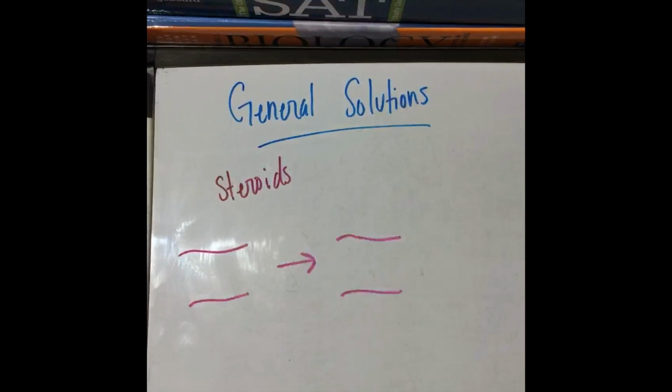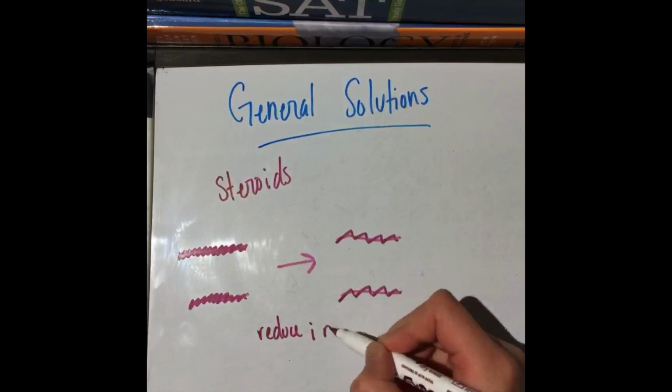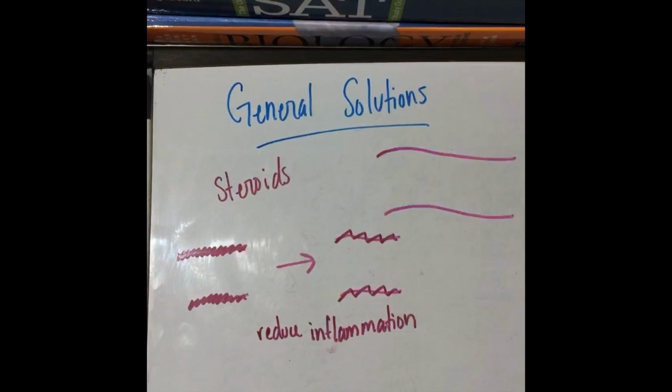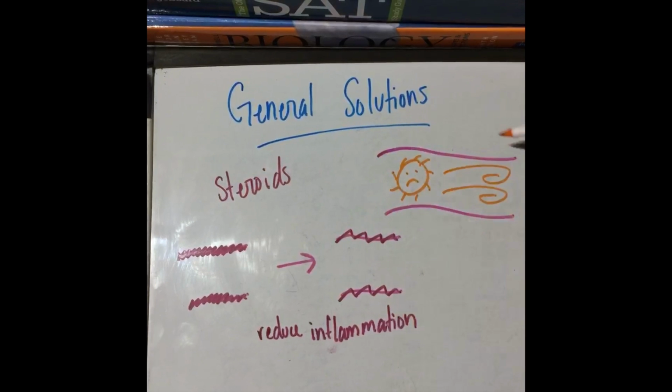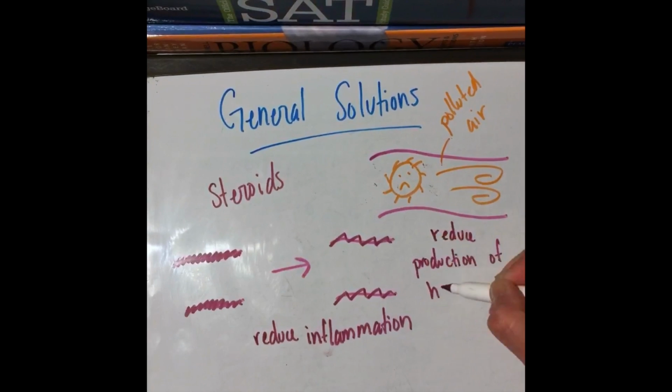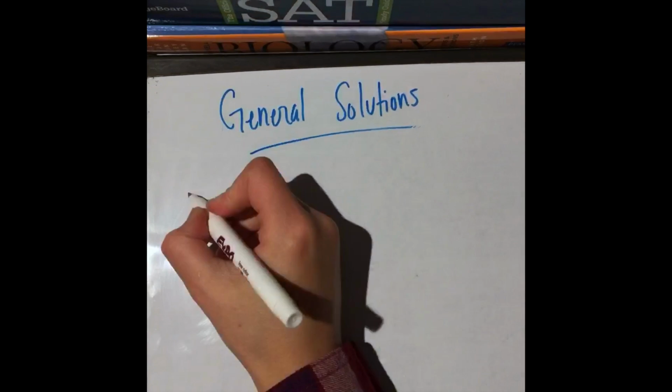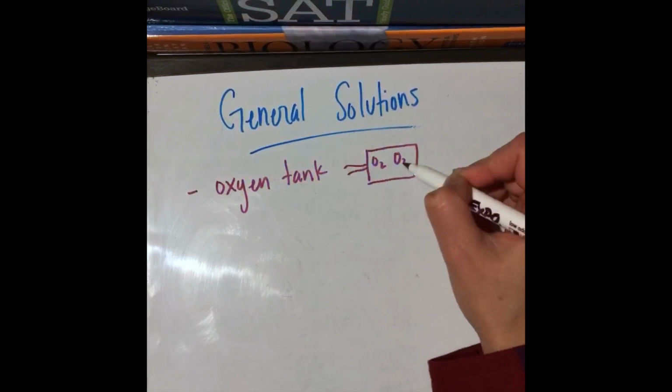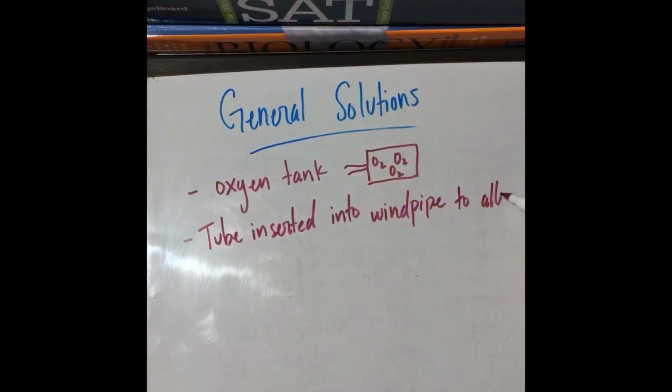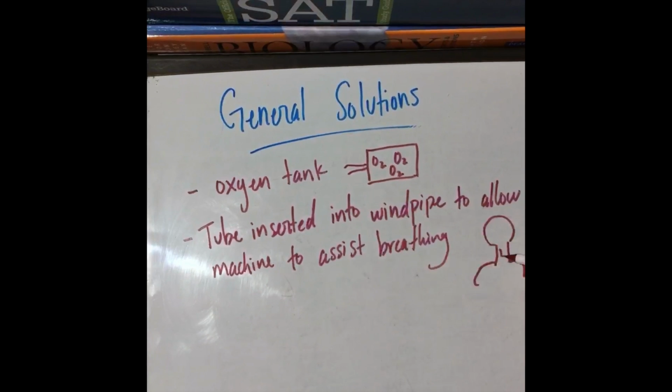Steroid medication is a way to decrease the inflammation in the body and stop the production of harmful enzymes by the immune cells. People can also inhale oxygen using tanks or by inserting a tube into the windpipe to allow a machine to assist breathing.